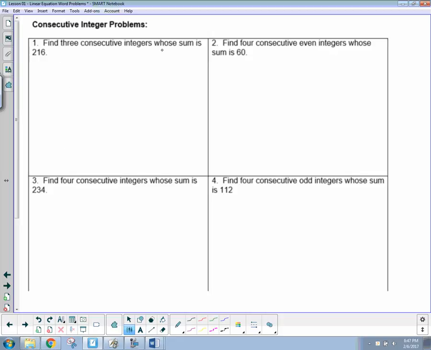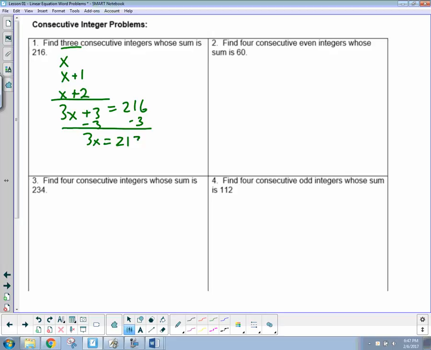3 consecutive integers. So x, x plus 1, x plus 2. Stack them up. 3x plus 3. All of that should equal 216. Subtract 3 from both sides. 3x equals 213. Divide by 3. X equals 71. Remember, that's 71, 72, and 73. Okay?